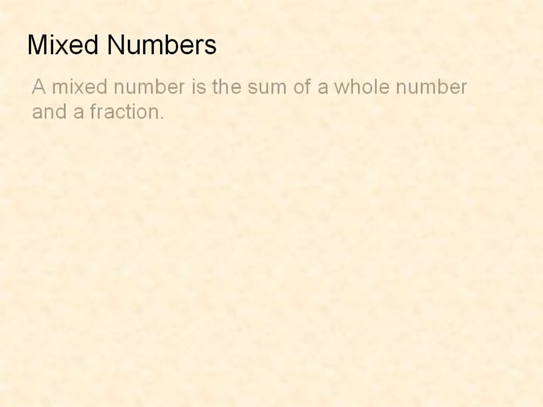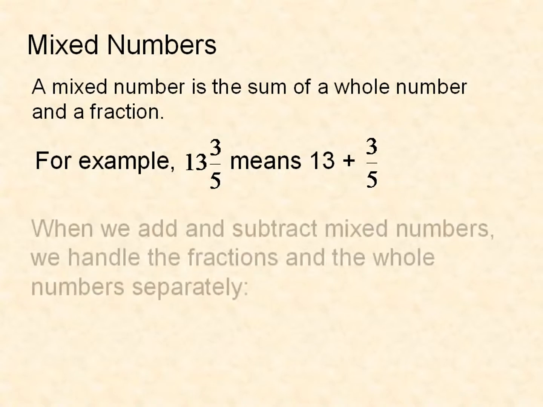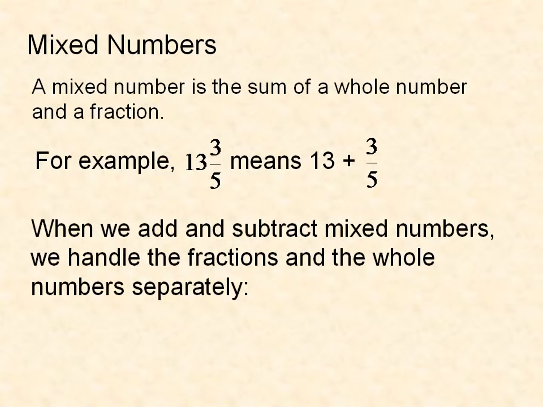Now we will look at mixed numbers. A mixed number is the sum of a whole number and a fraction. Sum means you add. For example, 13 3/5 means 13 plus 3/5. When we add and subtract mixed numbers, we handle the fractions and the whole numbers separately.